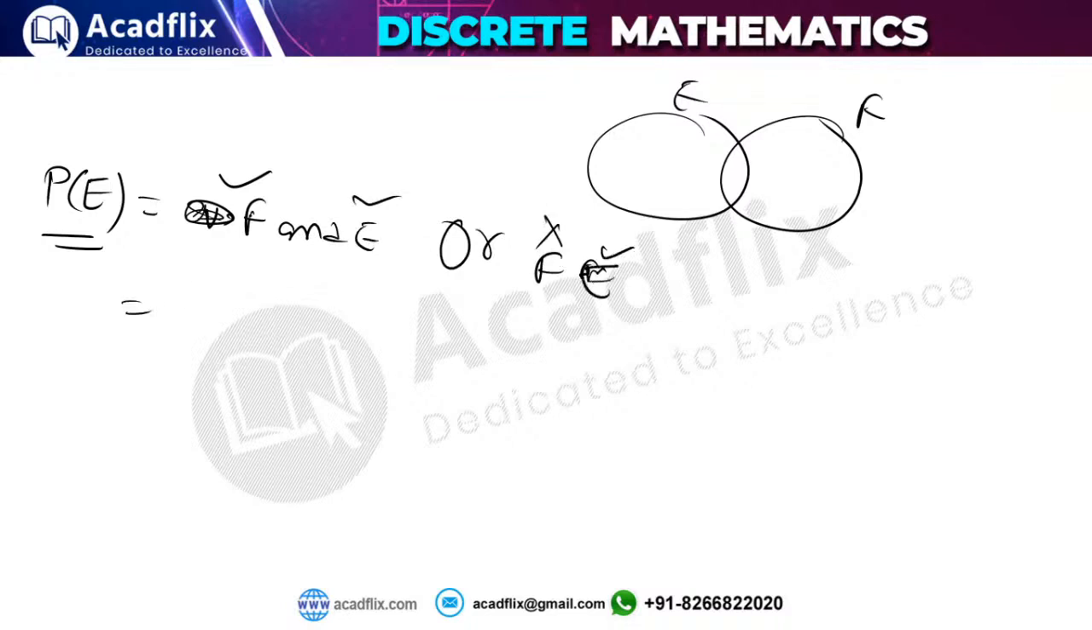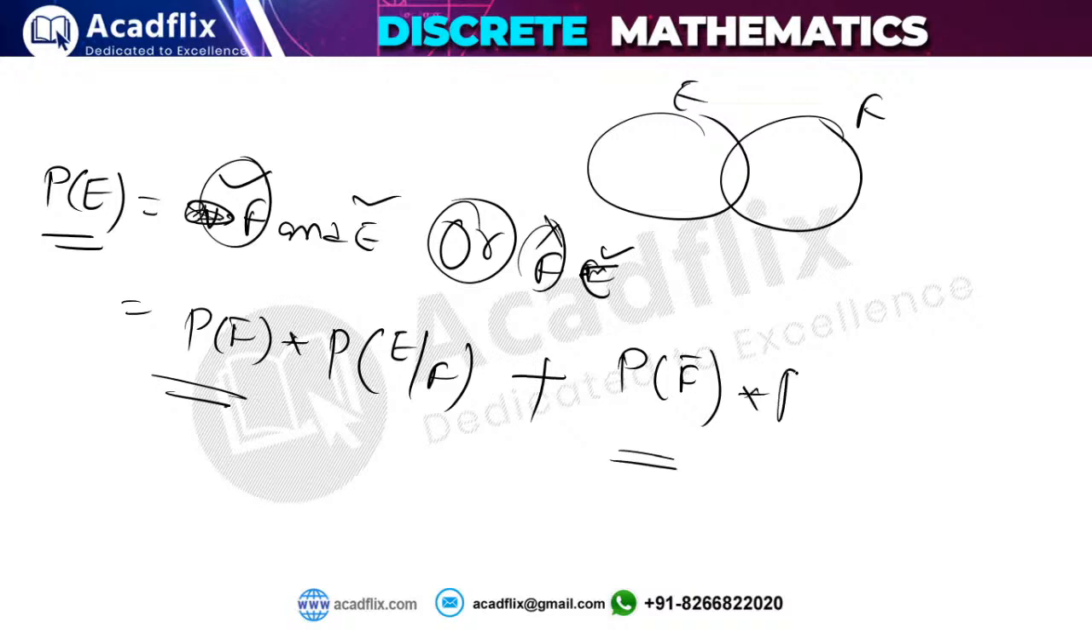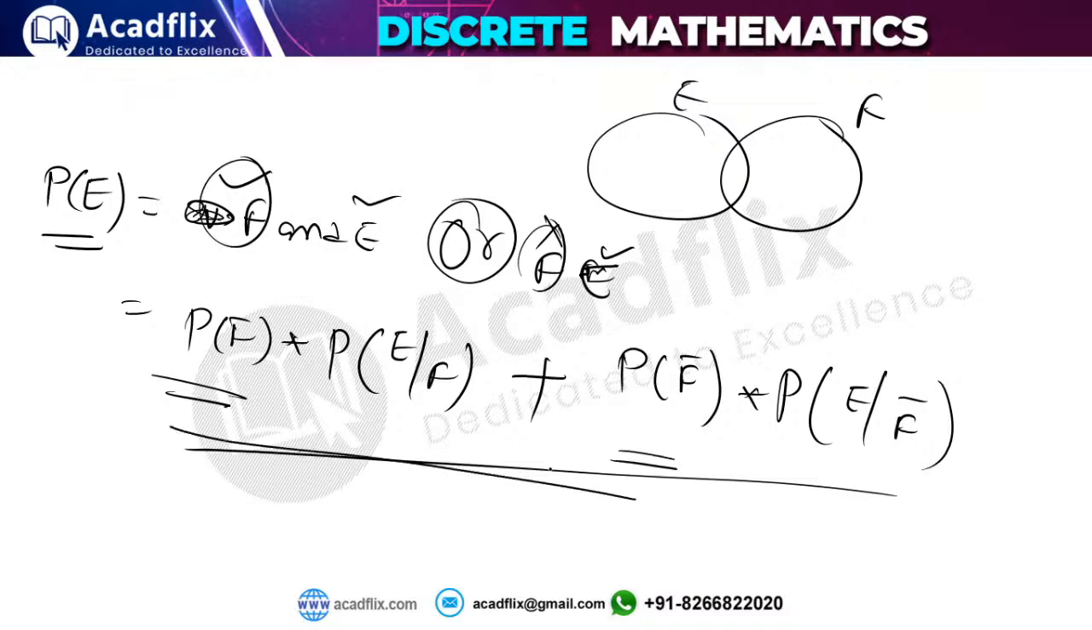So now what is this? It is saying event F has occurred means probability of F multiplied by probability of E given that F has occurred, plus probability of F has not occurred, because either the F has occurred or the F has not occurred, multiplied by probability of E given that F has not occurred. So this is the probability of E.